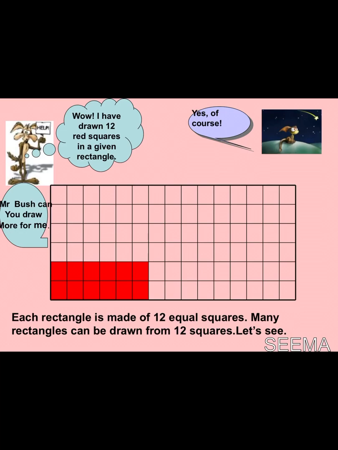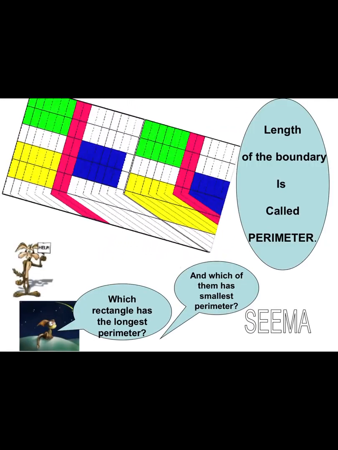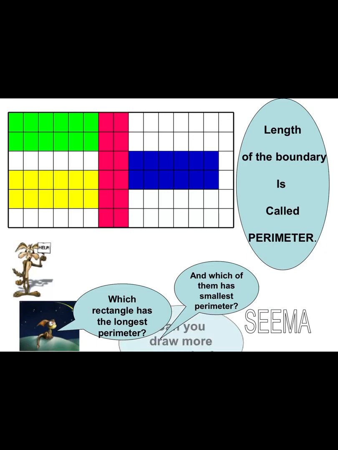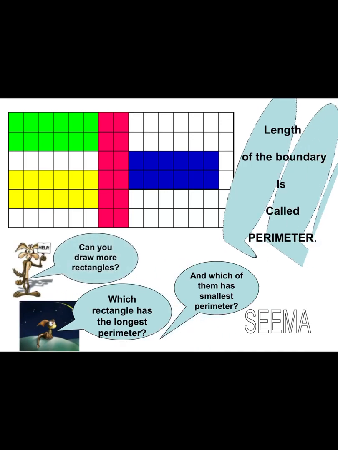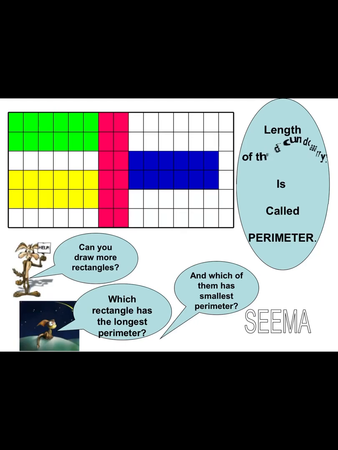Many rectangles can be drawn from these 12 squares. Let's see. Now let's see how many rectangles you can draw using these 12 squares. Wow, so many rectangles. Yes, you can still draw more rectangles in this graph.